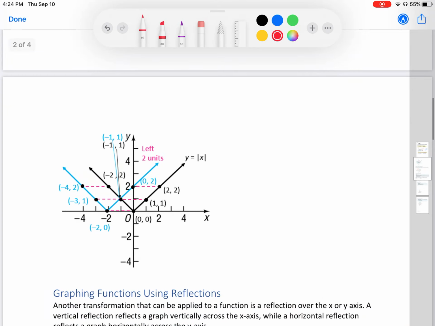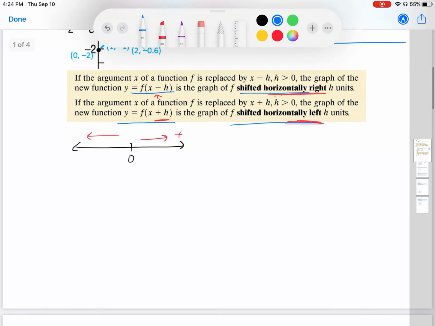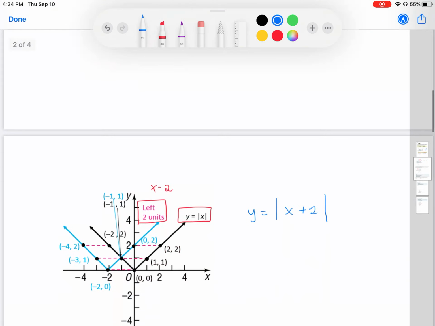So take this absolute value function. My equation is y equals the absolute value of x. If I shift 2 units left, I move it to the left. The way this would be represented in our function would be y equals the absolute value of x plus 2. Even though we're moving left, recall by your definition that in your function you're going to subtract to shift right, and add to shift left, for a horizontal shift.